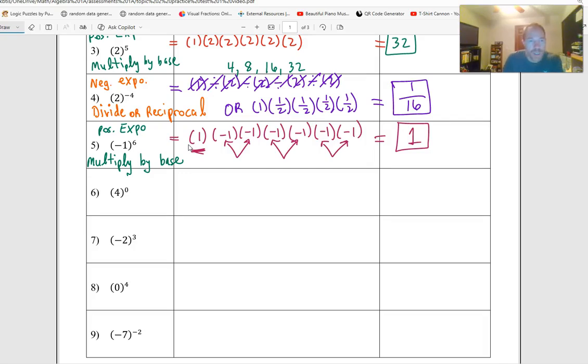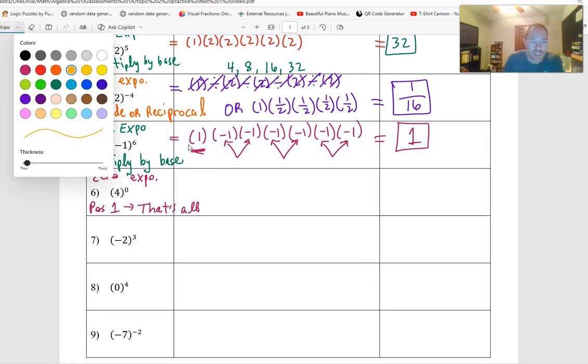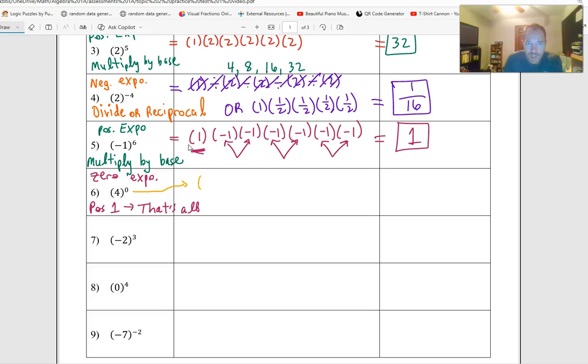Number 6 is 1. I think it was like number 2, where the 0 exponent means we're going to start with our positive 1, and that's it. We're going to be done. Don't write down your base 0 times. So 4 to the power of 0: start with the positive 1, and that's it. Don't write down your base of 4 and multiply with it 0 times. Don't do that. You just write the positive 1. That's it. So keep that in mind.